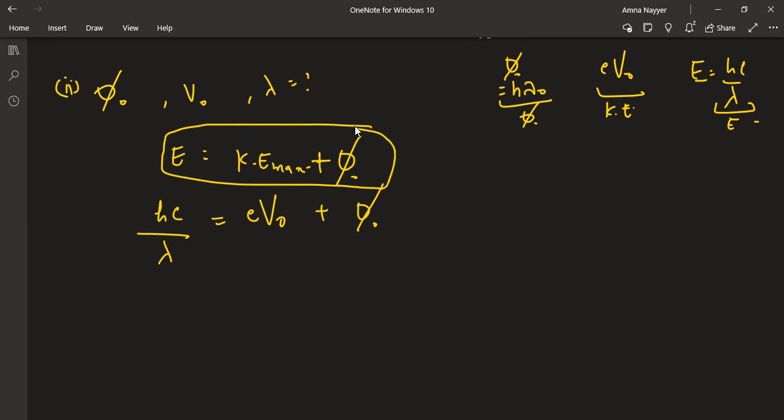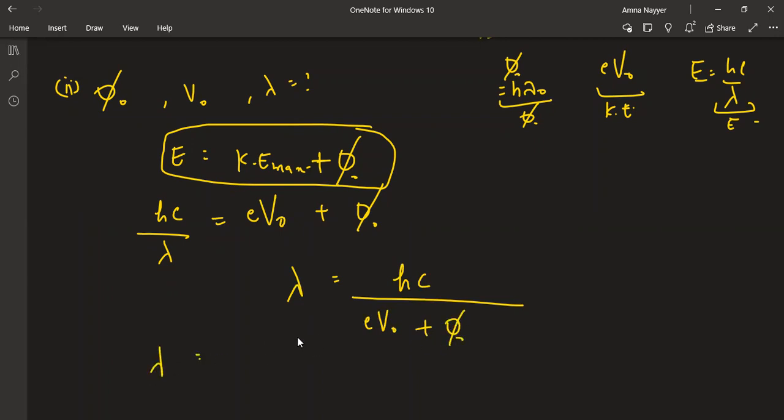But according to the needs, or according to the data that is given in the question, you will have to modify it. I could have written E as h nu. I could have written E as E only. But here it is eV naught, because we need lambda, the wavelength. So it's better if we write it like this. So from here, wavelength will be equal to hc divided by eV naught plus phi naught.